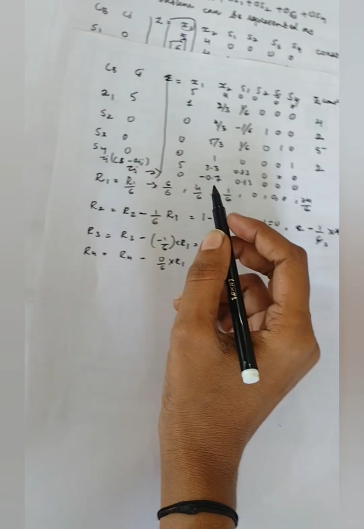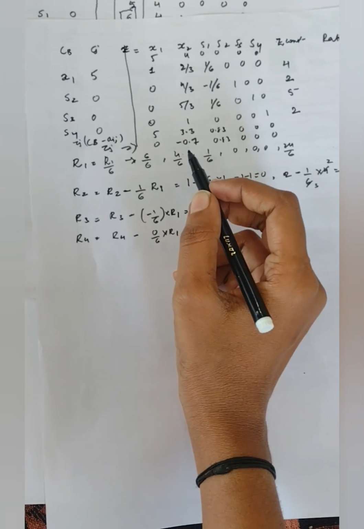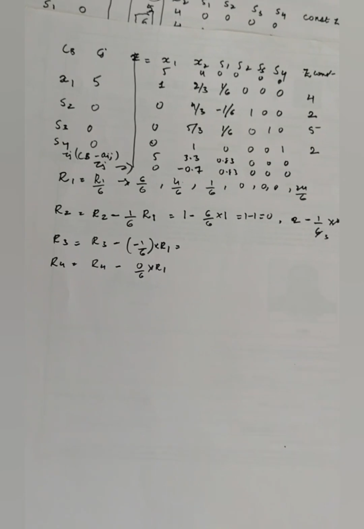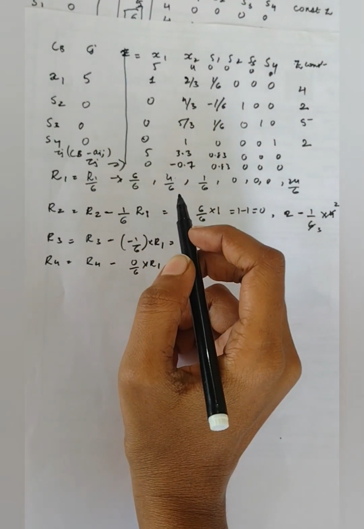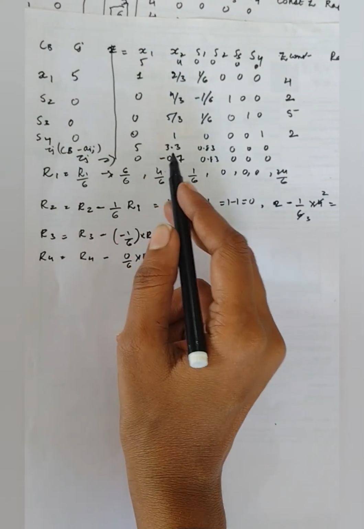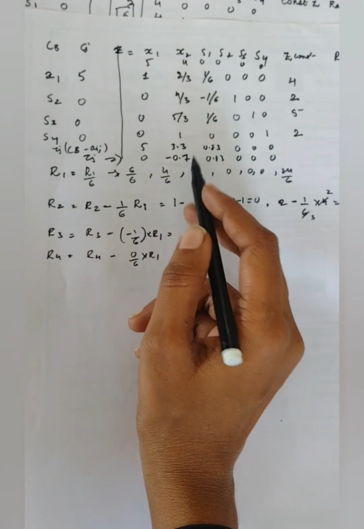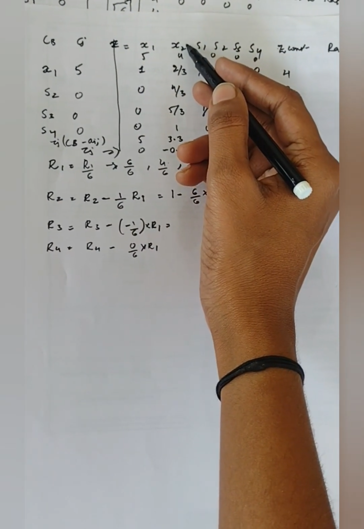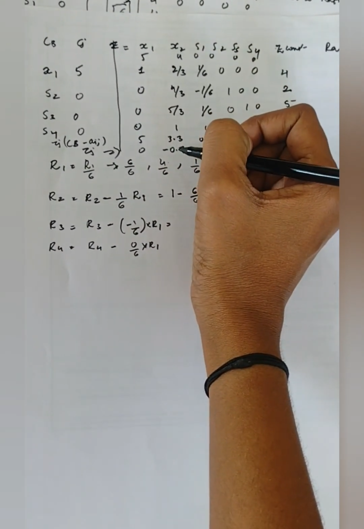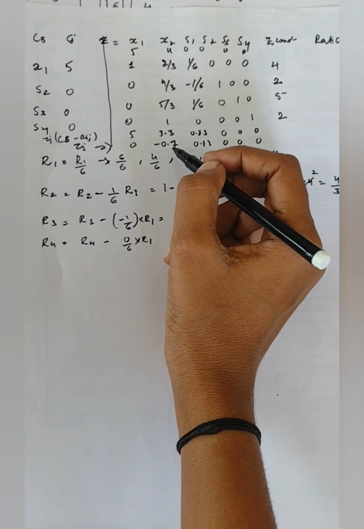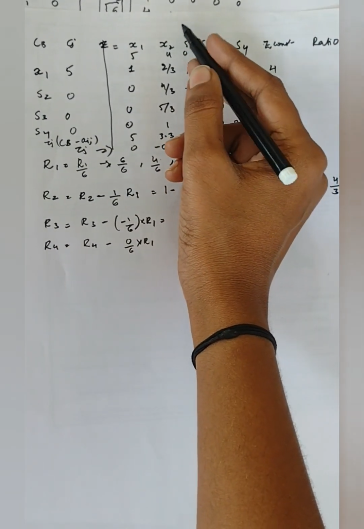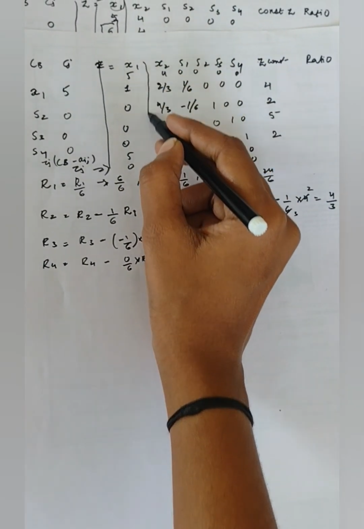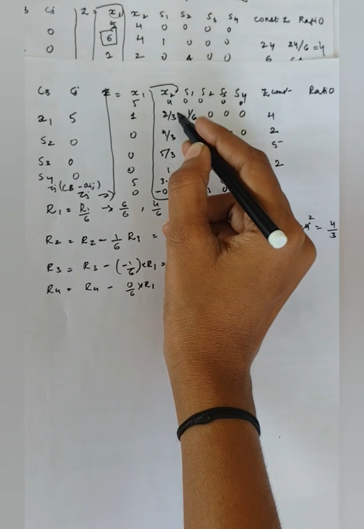Now, negative value, to attain optimization, the solution should be non-negative, right? Here is a negative value, this has the greater magnitude, minus 0.7 in the x2 variable, right? So x2 should be the pivot column, right? Now this is the pivot column.